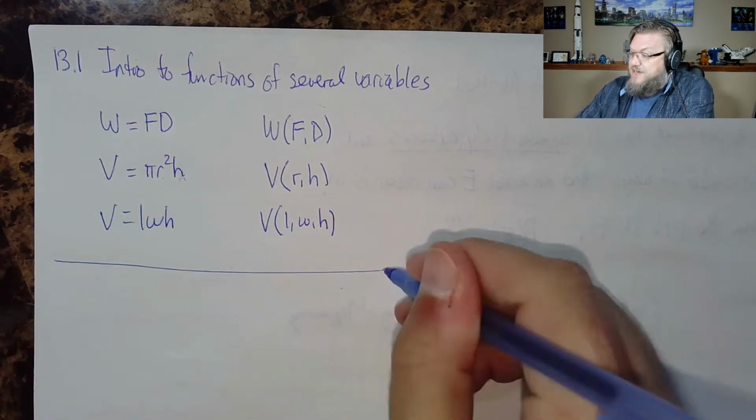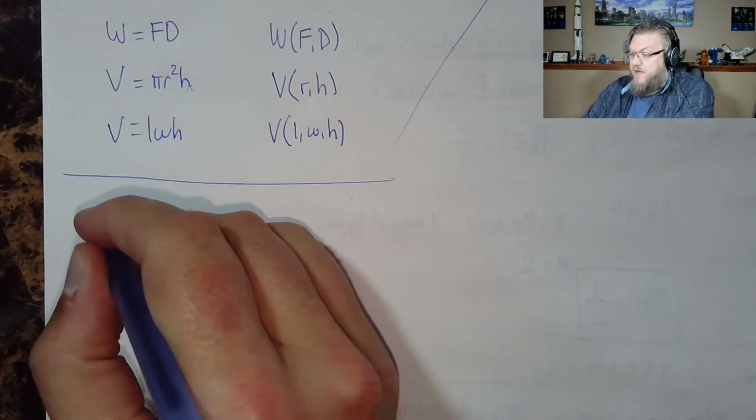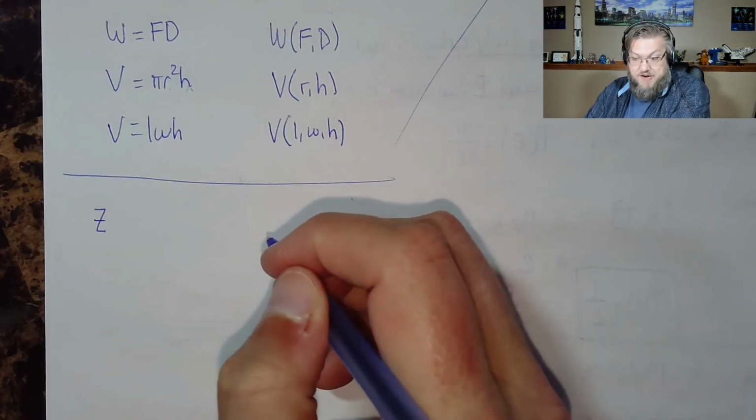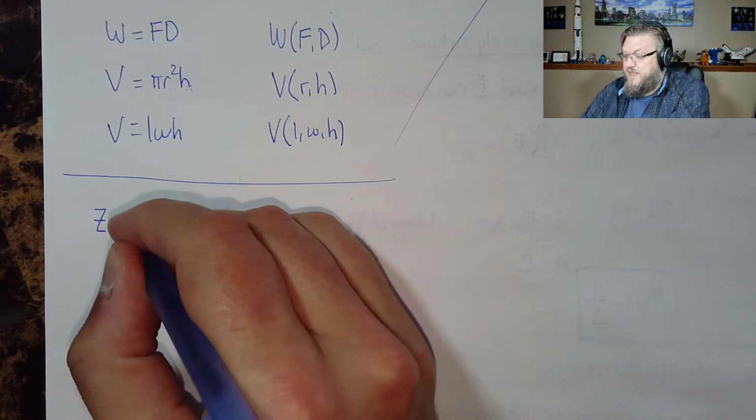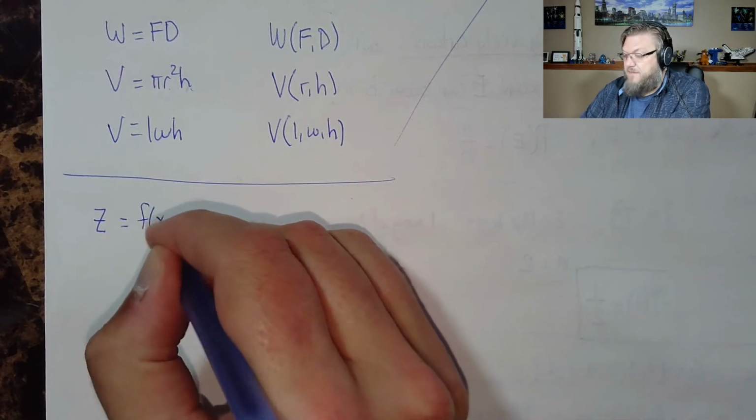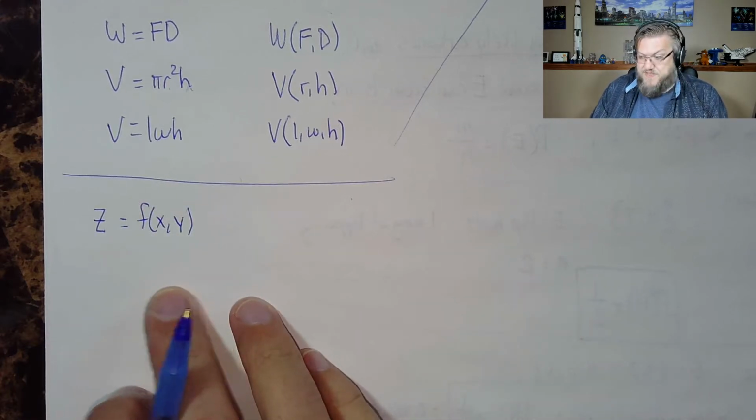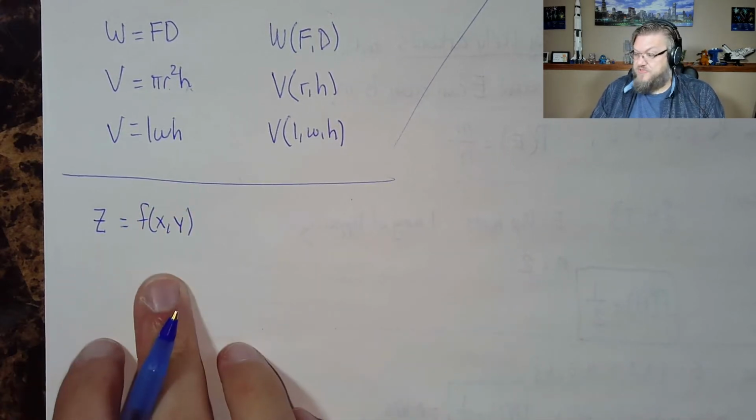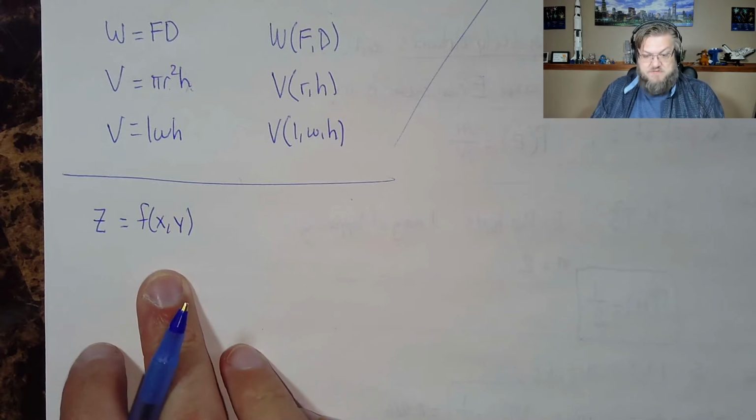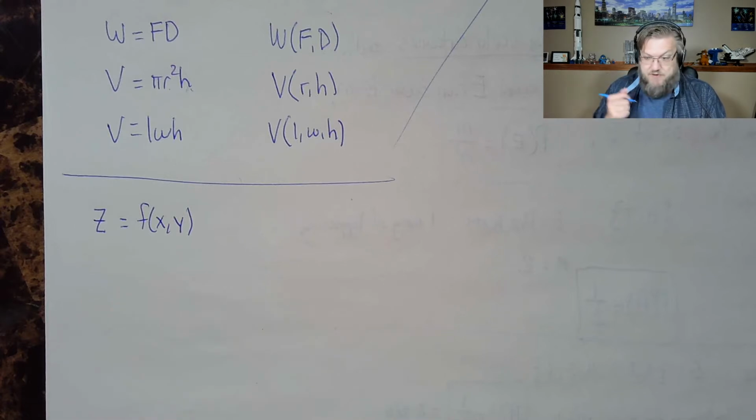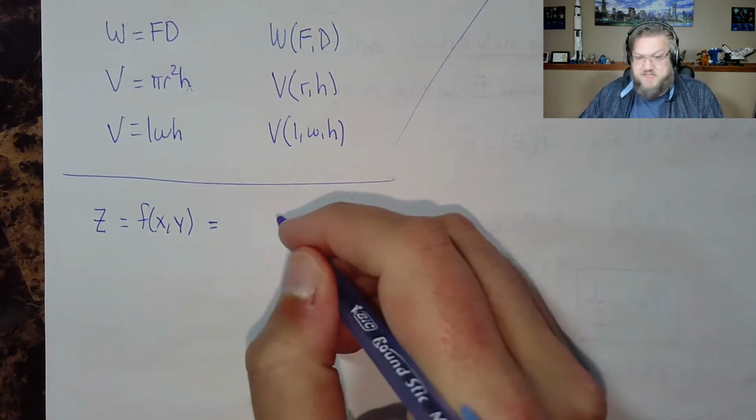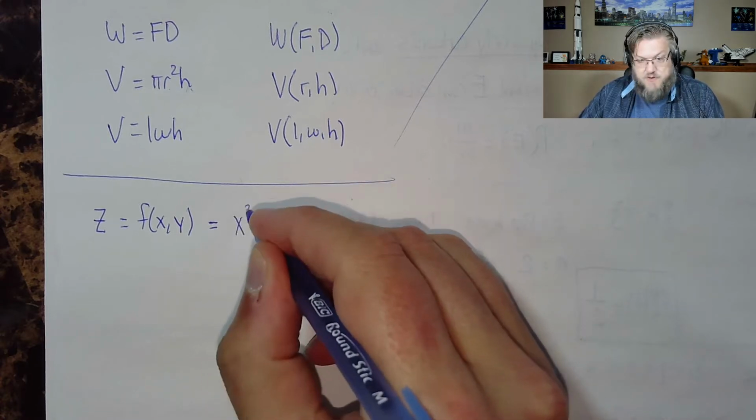So here's the generic notation that we're going to use. We're going to call the output of these functions generically z values, and we can say that z equals some f of x and y. So in general, z equals f of x, y, a function of 2 variables, x and y. Now, sometimes you're given a formula for how to calculate with that, and so you can say the output is, let's say, x squared plus xy.